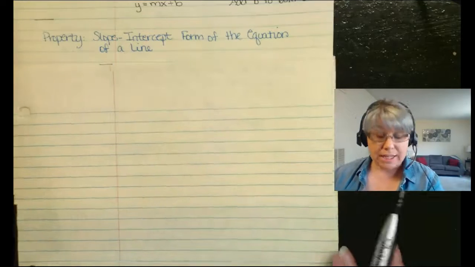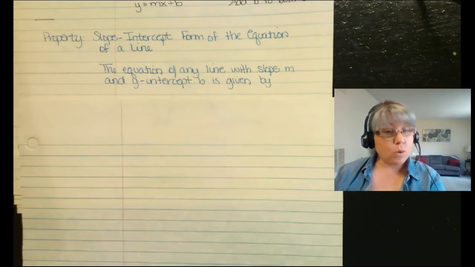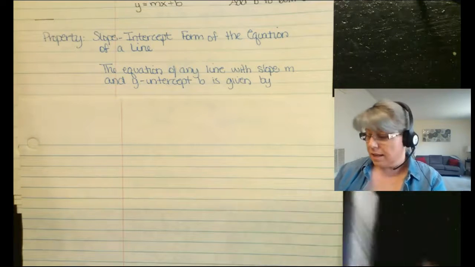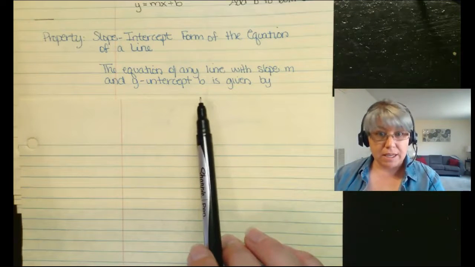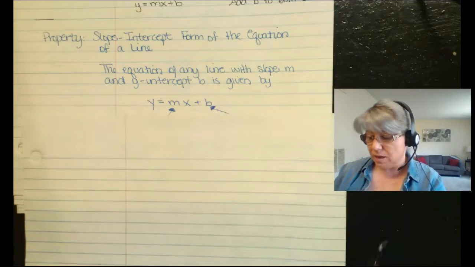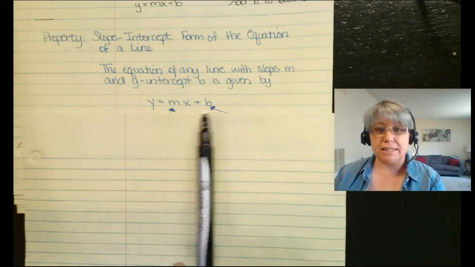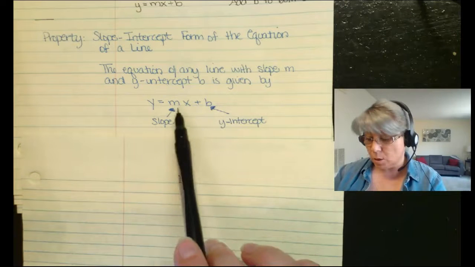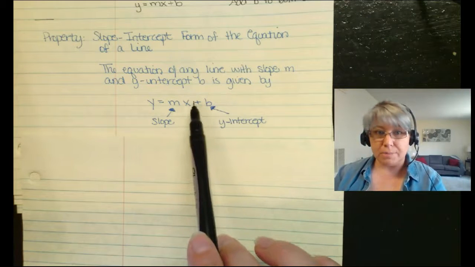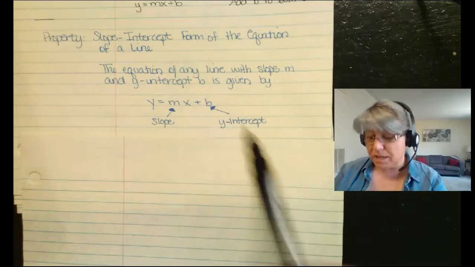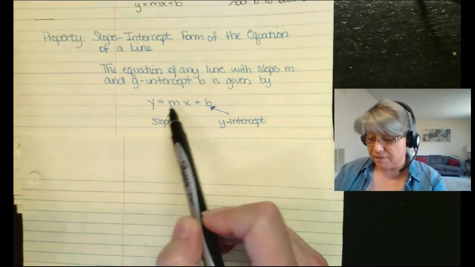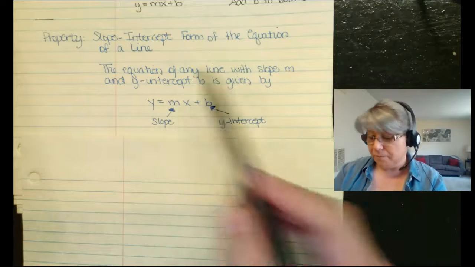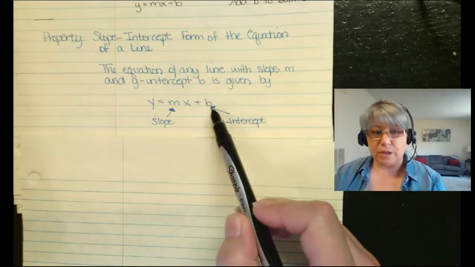Our property of the slope-intercept form of an equation of a line will be any equation of a line that has a slope of m and the y-intercept of b is going to be given by y equals mx plus b, where m is the slope, b is the y-intercept. That's why it's called slope-intercept form, because without doing any math, just evaluating the equation, I can find the slope very quickly, and I can find the y-intercept very quickly.